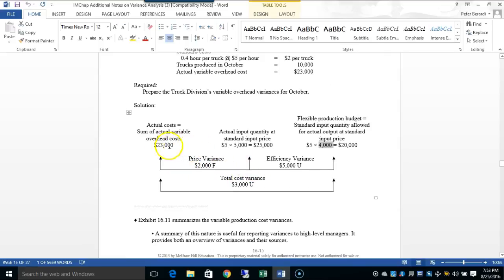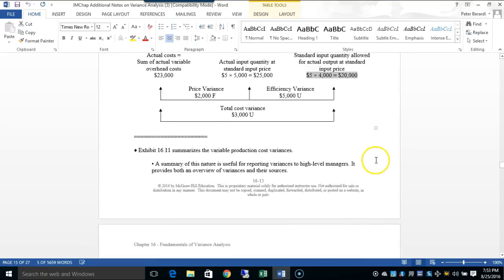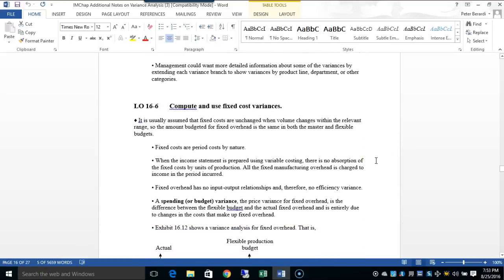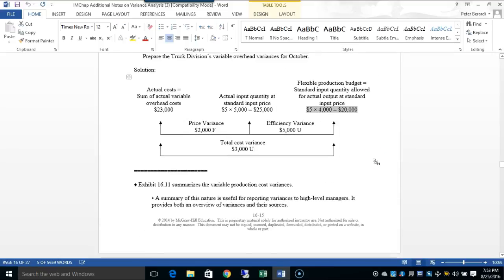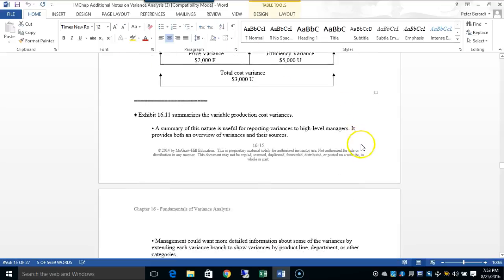Again, the price variance is the difference between this column and this column, which is favorable because costs were lower. However, this column versus our flexible budget is higher by 5,000, therefore it's unfavorable. The total cost variance is the net of the two, which is 3,000 unfavorable, or just look at the difference between the actuals and the flexible budget. Fixed costs are a little different from this matrix.